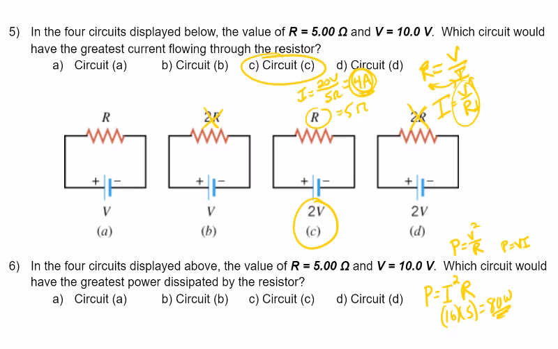So here, if I want a large power, I actually want my voltage to be high and I want my resistance to be small. Hey, that sounded familiar. I wanted my voltage to be high, my resistance to be small for the current. I want the same thing for my power. So it sounds like C is probably going to be my best bet anyway. But that's just a quicker way to go about it.